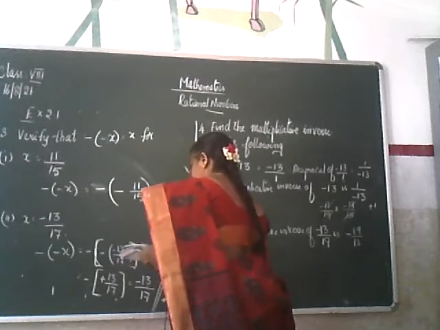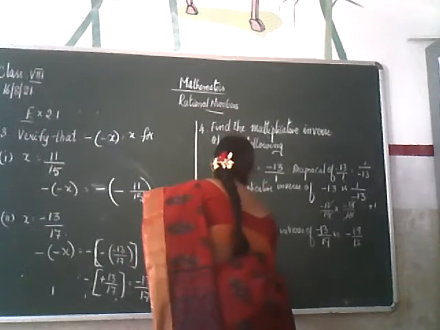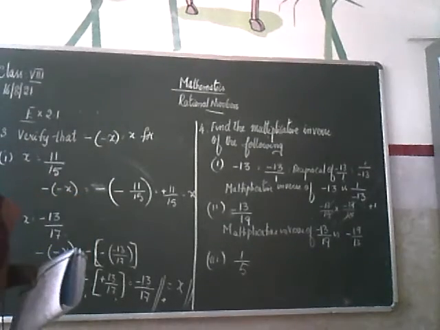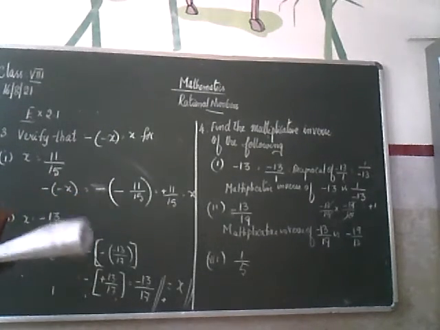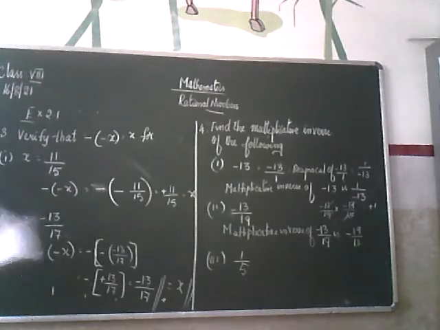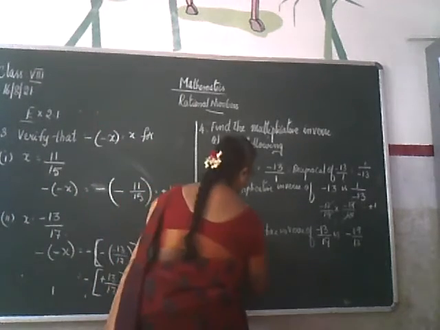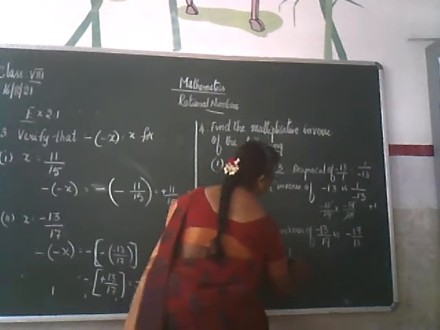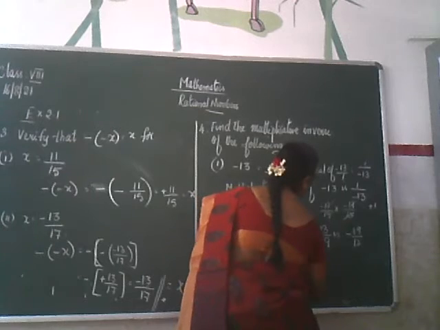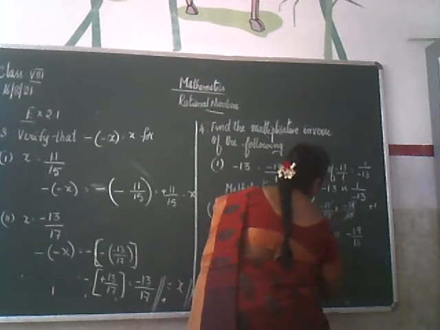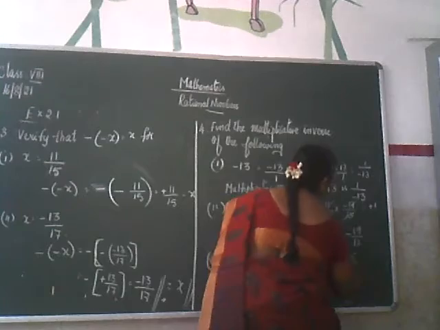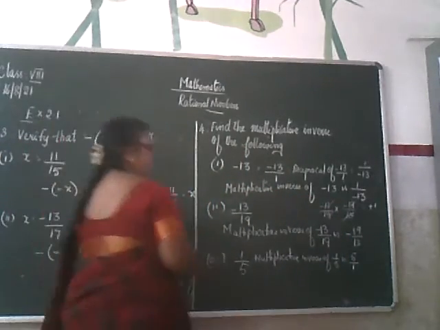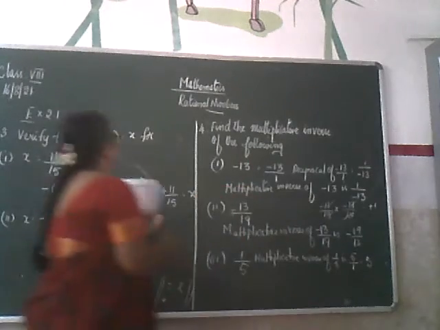Third one. 1 by 5. What is the multiplicative inverse of 1 by 5? Tell me. Yes, very good. 5 by 1. 5 by 1 is 5, isn't it? So I can write the multiplicative inverse of 1 by 5 is 5 by 1, which is nothing but 5. You can write, if you want, it is equal to 5. Okay?